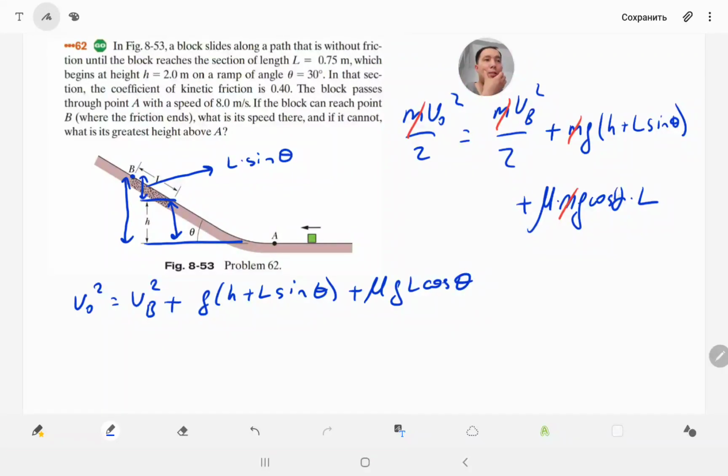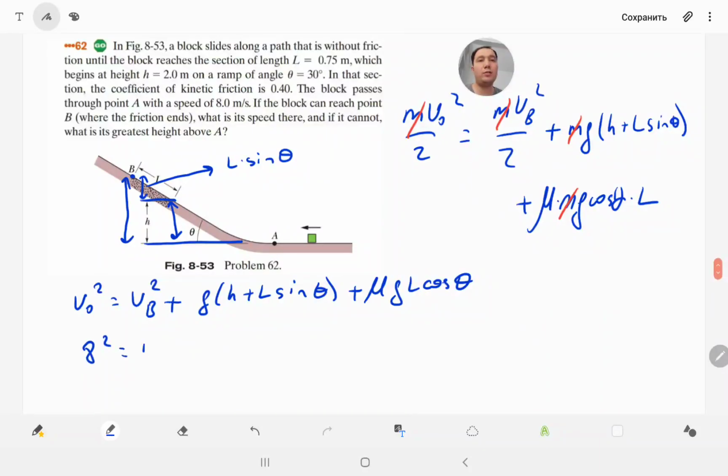Okay. We are not sure about this velocity at point B. It might be 0. It may not reach point B, so we need to check. We are assuming that it will be moving. If we get a negative value, it means it will not reach point B. It means friction is too strong, or the initial velocity was too small. So let's solve this one.